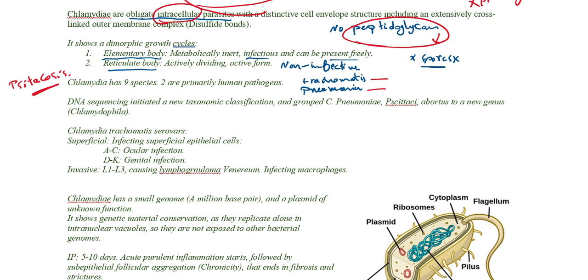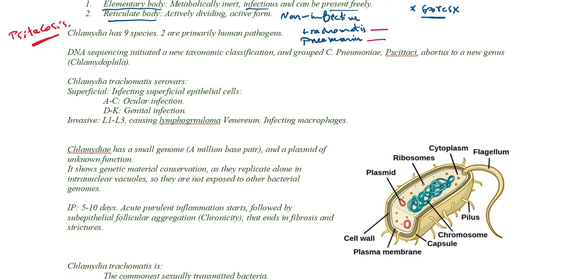So Chlamydia pneumoniae causes pneumonia, and it's the number one cause of community-acquired bacterial pneumonia. Chlamydia trachomatis causes several other diseases as per its serovar or its biovar. So Chlamydia trachomatis has several biovars.